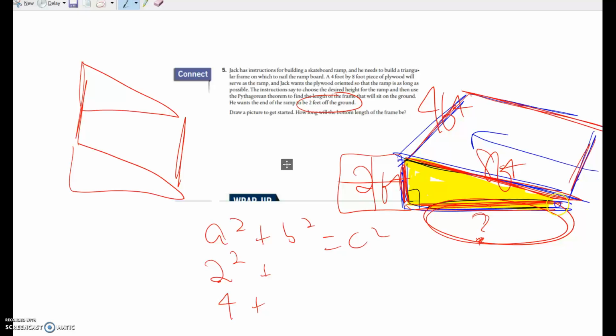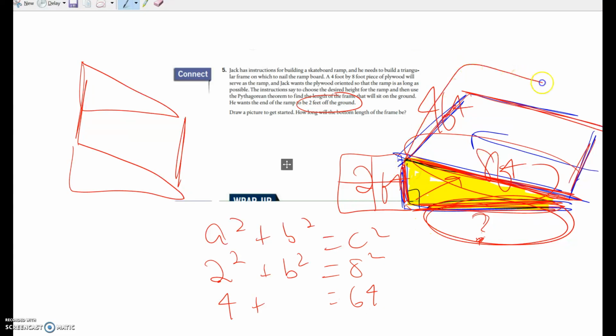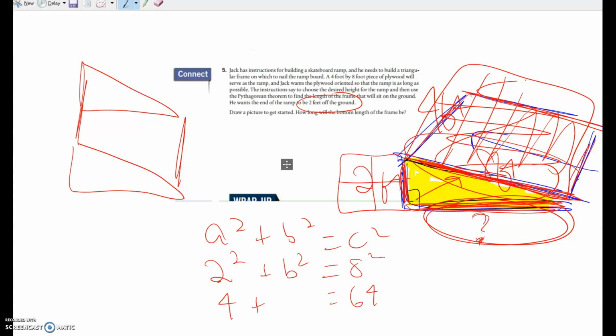B, I don't know. That's not the hypotenuse. This is the slanted longest side. This is not B. So that's B. Hypotenuse is the longest side. It's across from your right angle. So 8 squared, which is an area of 64. If I made a big square that was 8 by 8, it would have 64 squares in it.